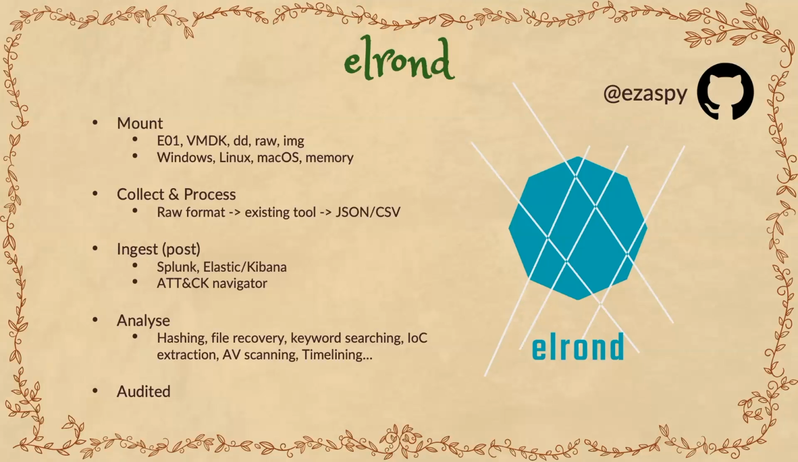And when ELROND does its analysis piece, it can map evidence it uncovers inside those artifacts against techniques documented in the ATT&CK framework, and then stand up an ATT&CK Navigator instance and produce the heat map associated with that as well. And then additional bells and whistles include hashing, file recovery, keyword searching, etc. And of course, as it goes through each of those stages, so mounting, collecting, etc., it records each of those actions with a timestamp inside an audit file, which is also ingested, if chosen, into a SIEM.